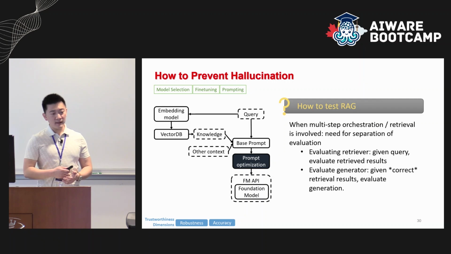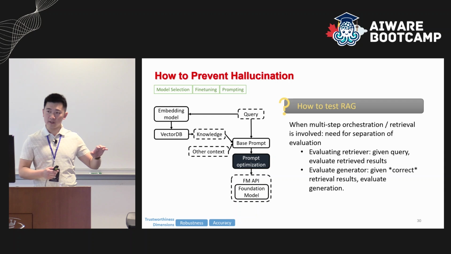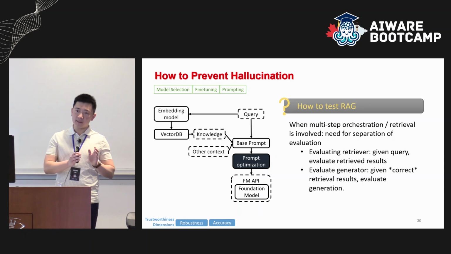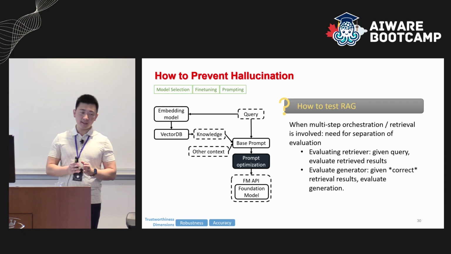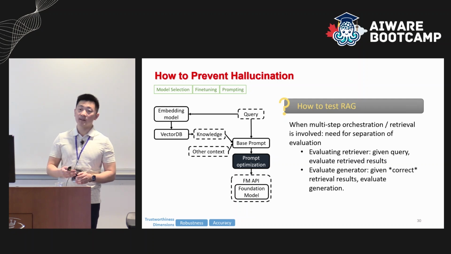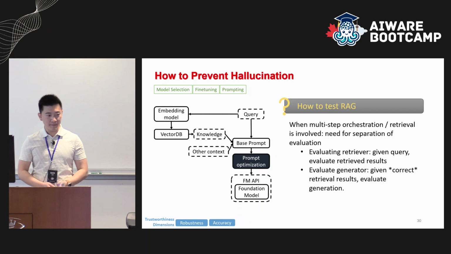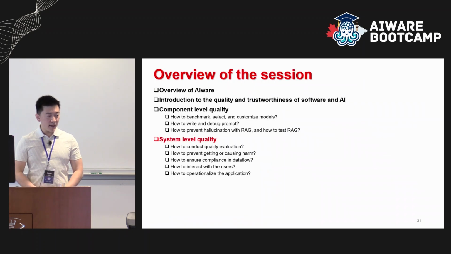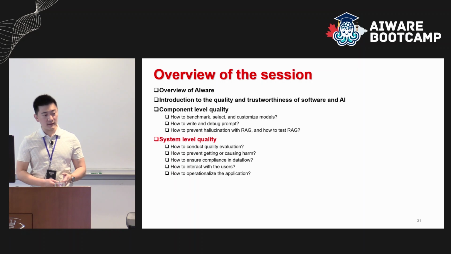Evaluating the generator is slightly easier, so that's when you get rid of the retriever. You assume that it will always give you the correct retrieved context, which is a static set of contexts you manually created, assuming it's retrieved. Then you feed that into the model through your prompt and see whether the model, when given the correct retrieval results, can perform as expected or not. So that concludes the first part, the component-level quality of the system.